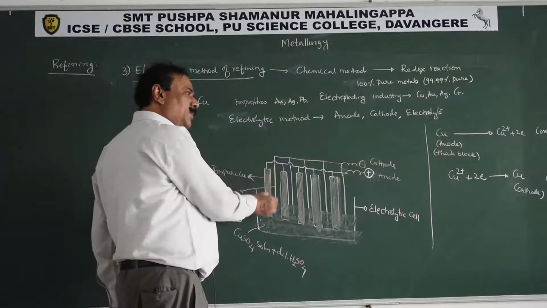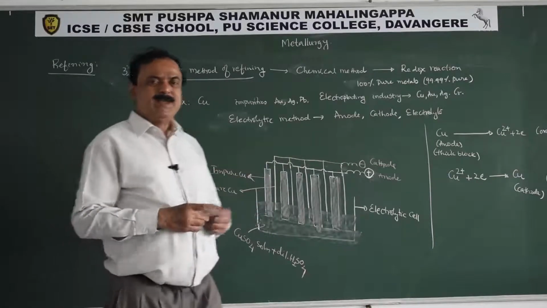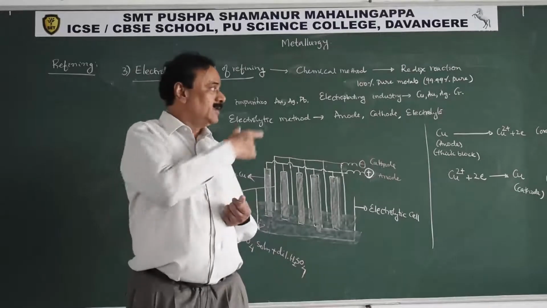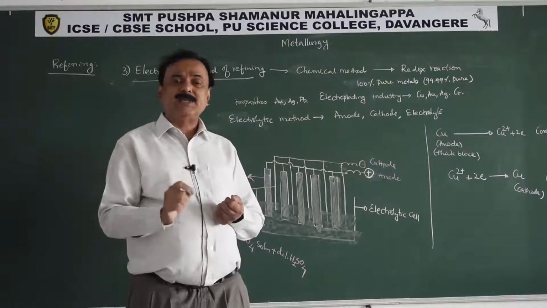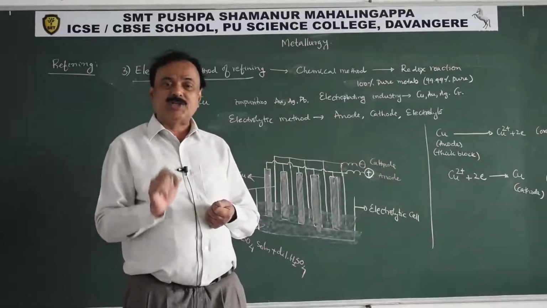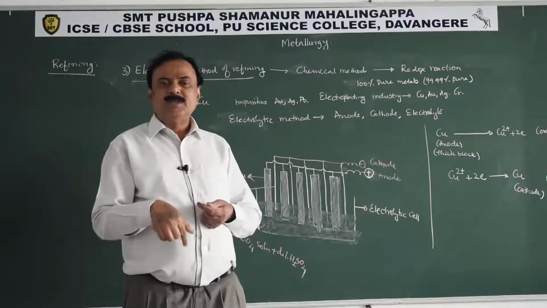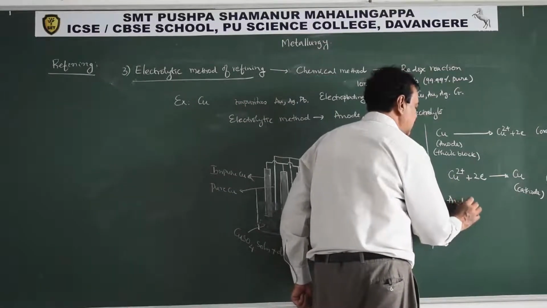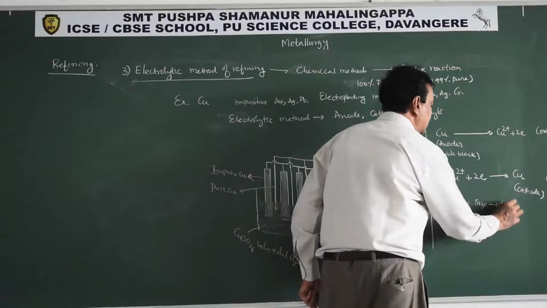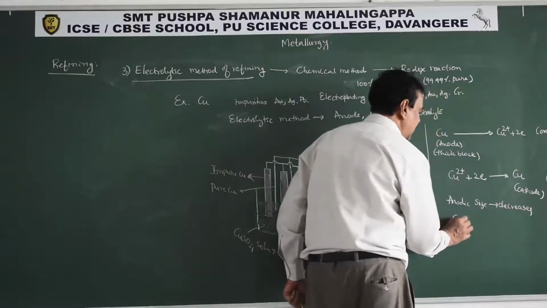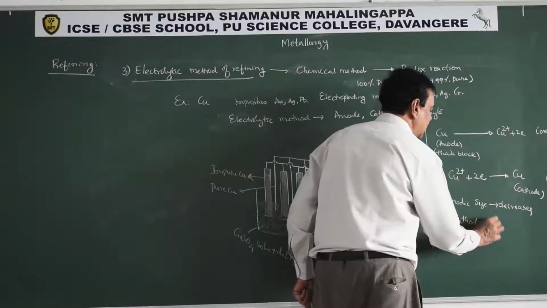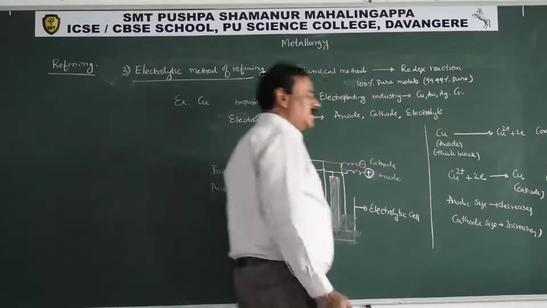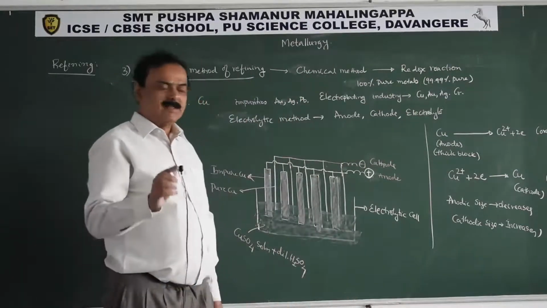The thickness of the impure copper decreases because it undergoes oxidation reaction, and the thickness of the cathode gradually increases due to the deposition of copper metal. Therefore, anodic size decreases and cathodic size increases. Is it clear?